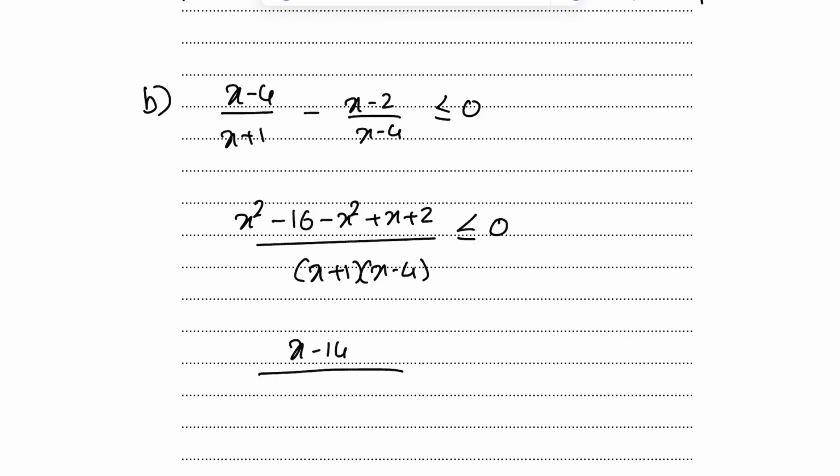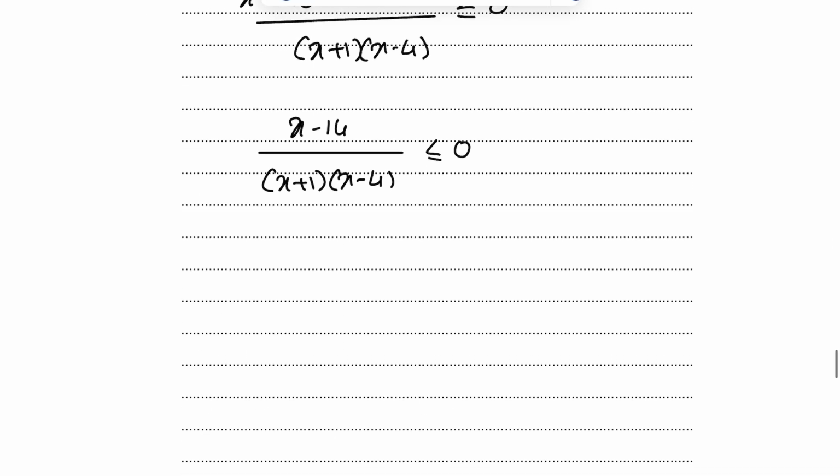(x − 14) divided by (x + 1)(x − 4) is less than or equal to 0. So what are the roots? The roots are negative 1, 4, 14 and infinity. I take any number between negative infinity and negative 1. For x − 14, any number in that interval will be negative.